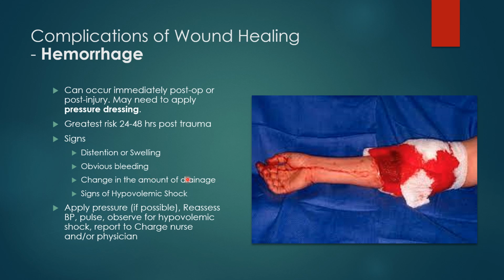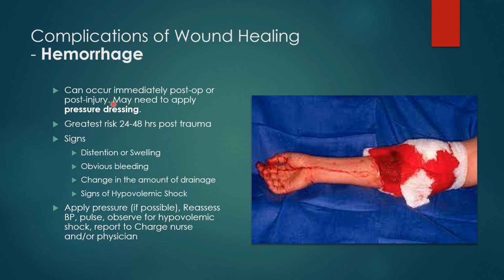So as a nurse, what are we going to do if we suspect a patient has a hemorrhage out of their wound? We're going to apply pressure if we possibly can, if it is on an external area where we can apply that pressure. We're going to assess their blood pressure and pulse. We're going to monitor for hypovolemic shock, and we're going to report it as soon as possible to both the charge nurse and the physician.